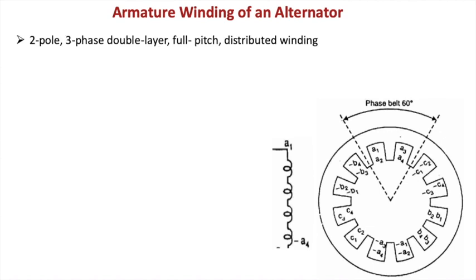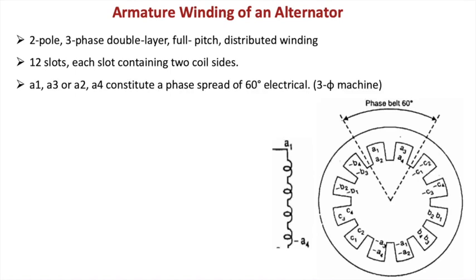Now the armature winding of an alternator: you can see over here we have taken a simple double layer winding. So A1, A2 and A3, A4 are placed in two slots and all these four windings are connected in series. For consideration here, a two pole, three phase, double layer, full pitch distributed winding is taken. 12 slots, each slot containing two coil sides, will be devoted for this.